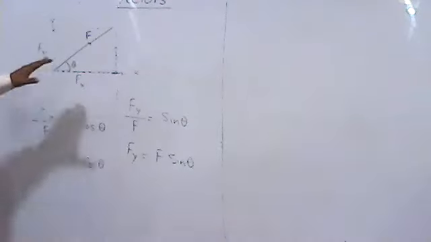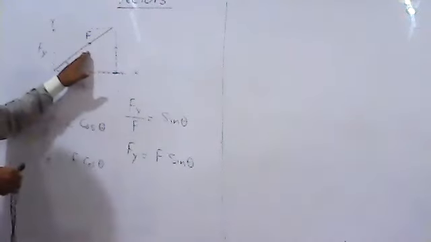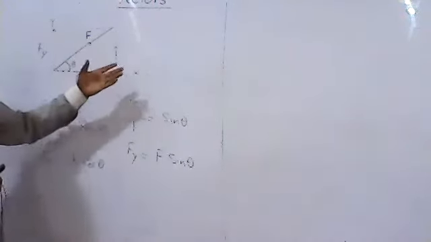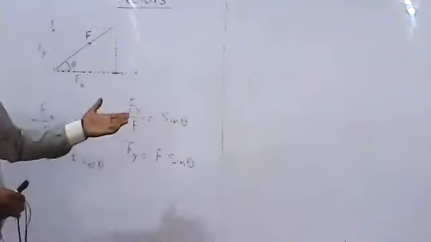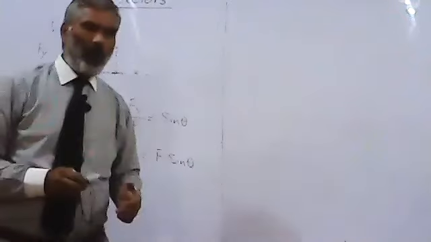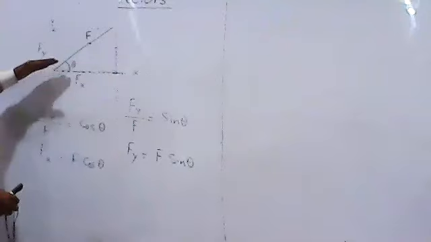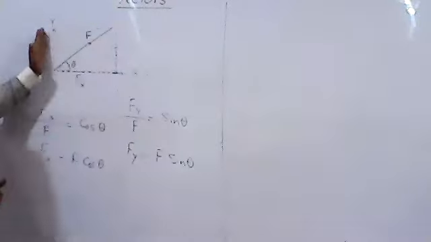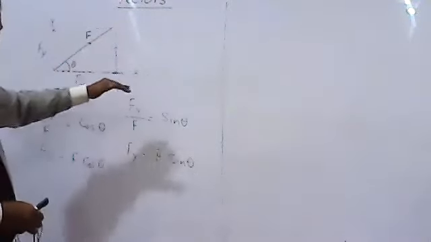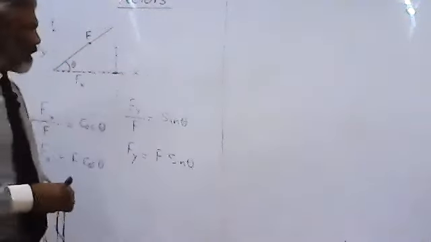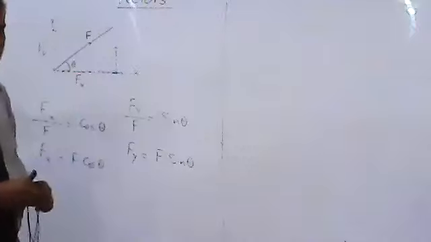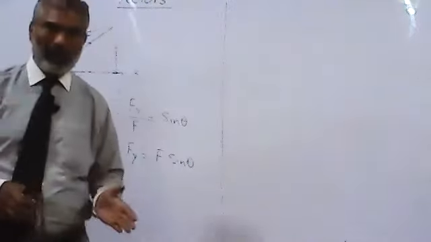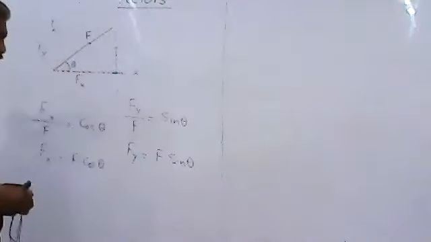That means any vector can be expressed in terms of its components. Any vector, because a vector will always have its effect along one direction and its effect on another direction, which is exactly perpendicular to this one. So the two components are rectangular components, and they are at right angle to each other.